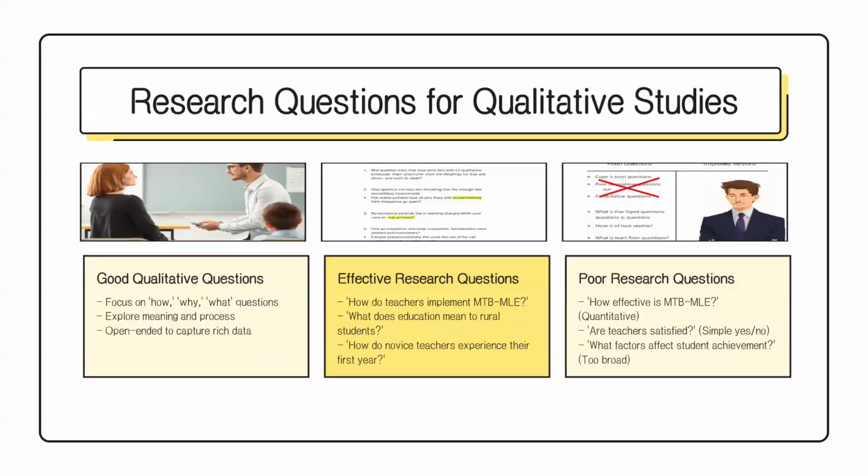A good qualitative research question is key. It should focus on how, why, and what. It must be open-ended to capture rich data. Good examples are how do teachers implement MTB-MLE, or what does education mean to rural students? Poor examples are too quantitative: how effective is it? Or too simple: are teachers satisfied?